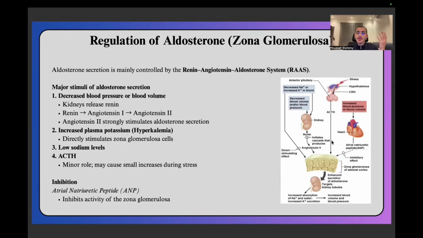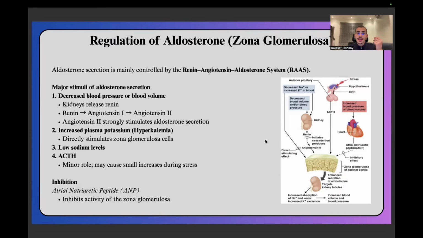What are the major stimuli for aldosterone secretion? First is the decreased blood pressure or blood volume. Whenever there's decreased blood pressure or blood volume, the kidney is going to sense that there's not enough blood coming through the kidney. This gets sensed by the macula densa, which releases renin. The renin acts on angiotensin to convert angiotensin 1 to angiotensin 2, and angiotensin 2 is important to produce aldosterone.